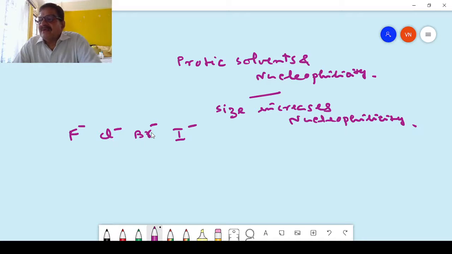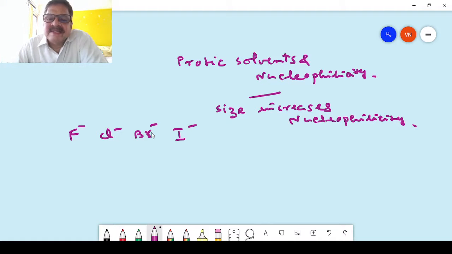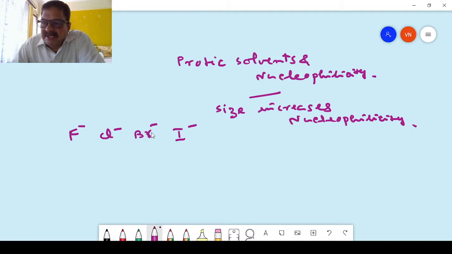Therefore, the solvent does not hide the ion, we can say. The solvent does not hide a large anion nucleophile like iodide. And the nucleophile is much more able to donate its electron pair in the reaction here. Therefore, the nucleophilicity will increase down a column of the periodic table, even though the basicity decreases here.